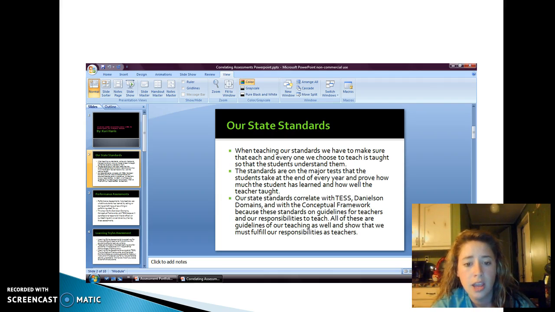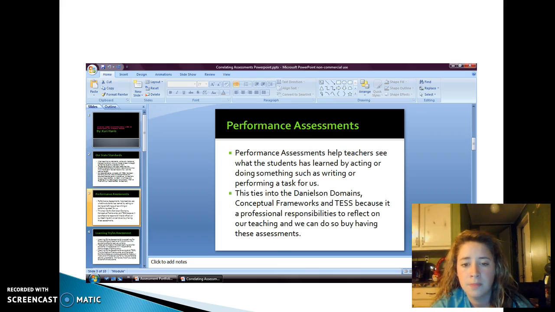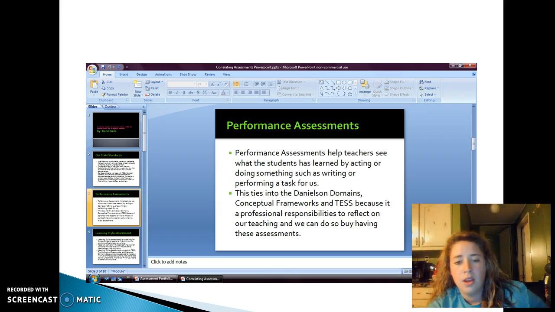guidelines for teachers and our responsibilities to teach. All of these guidelines of our teaching show that we must fulfill our responsibilities as teachers. On a lot of these, they all really tie together and do the same thing, and they all correlate with the tests and Danielson domains and conceptual frameworks. It talks about being our professional responsibilities on a lot of these things where we have to reflect as teachers, see how we're doing so we can judge ourselves to make us better.